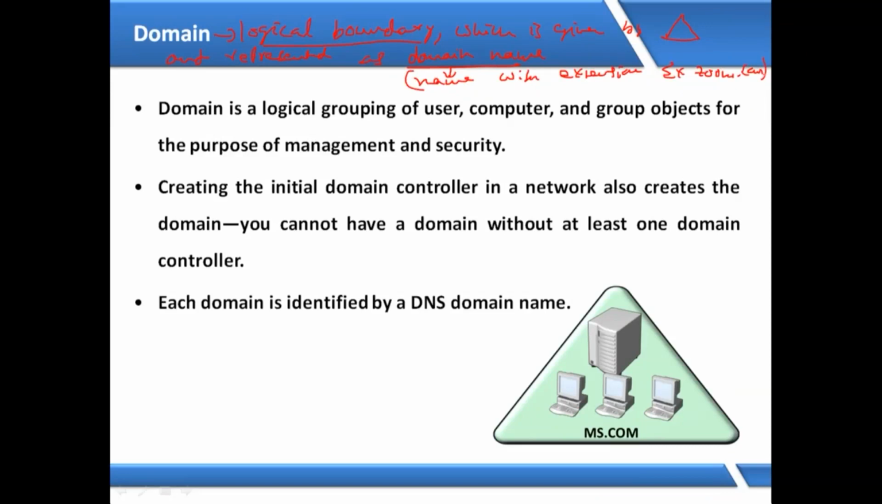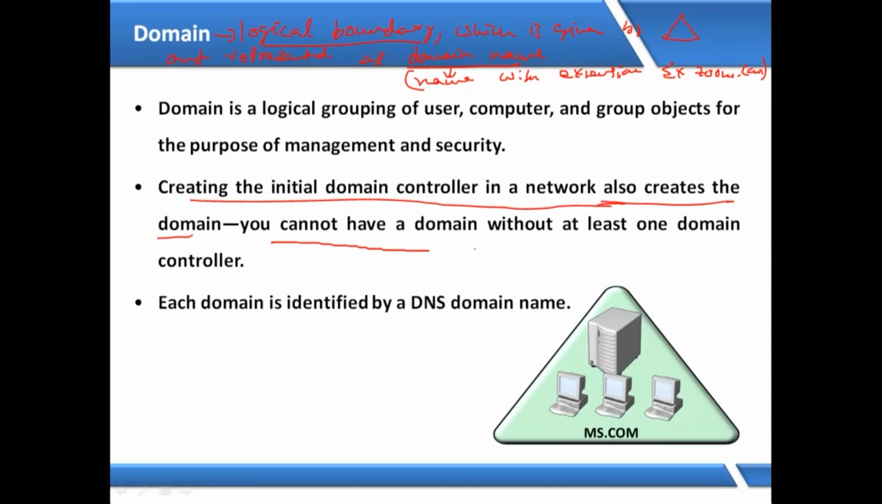So domain is a logical boundary which is represented by the symbol triangle, and it is represented as domain name. Domain name means a name with extension. Domain is a logical grouping of users, computers, and objects for easy administration and security. This domain gets created when we configure the domain controller.